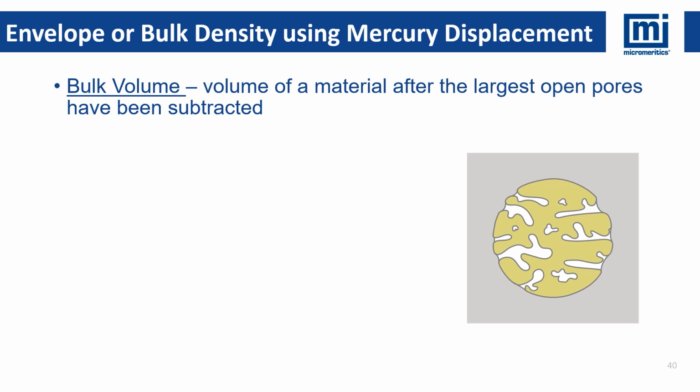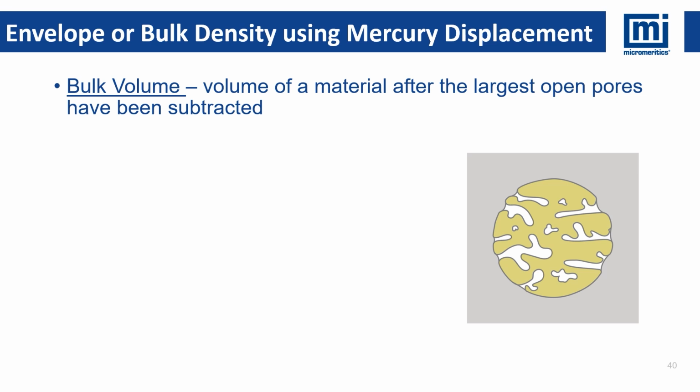Now, the bulk volume is the volume of the material after any very, very large open pores have been subtracted. And that subtraction is done by the fact that when we surround the sample by mercury, some of the very largest pores might be filled with mercury and so are not displacing mercury. In our displacement techniques, the volume of the object is equal to the volume of the fluid being displaced.